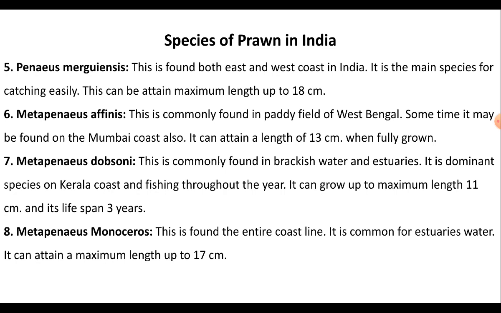Metapenaeus dobsoni. This is commonly found in brackish water and estuaries, and it is the dominant species on the Kerala coast, and fishing is done throughout the year, where it can attain the maximum length of 11 centimeters and its lifespan is 3 years. Metapenaeus monoceros. This is found along the entire coastline and is common in estuarine waters, and it can attain the maximum length of 17 centimeters.